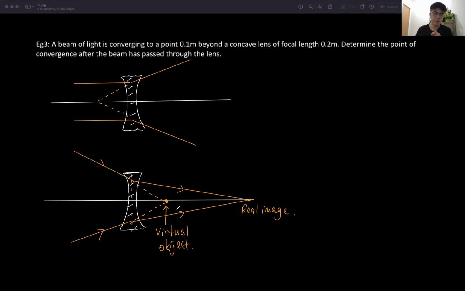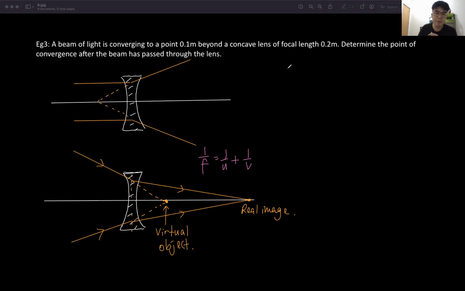So here is the real image, here is the virtual object. So a concave lens can produce a real image from a virtual object. So if you were to do the calculations, 1/f = 1/u + 1/v. Now, in this case, this is the only case where your u is negative.